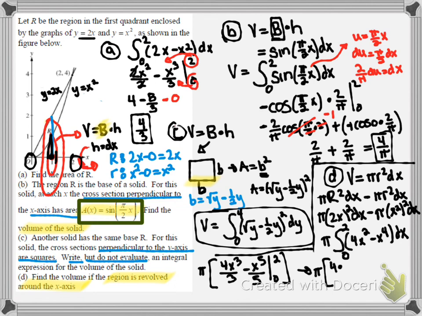So I'm going to have 4 times 8 over 3, minus 32 over 5. And then if I substitute 0, I get 0. And this would give me 64/15.